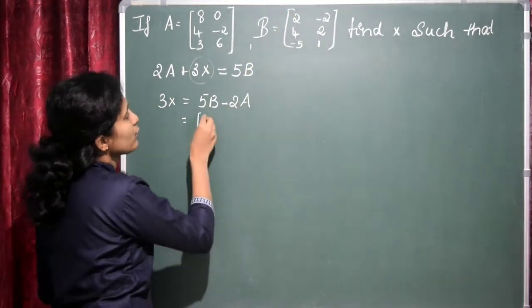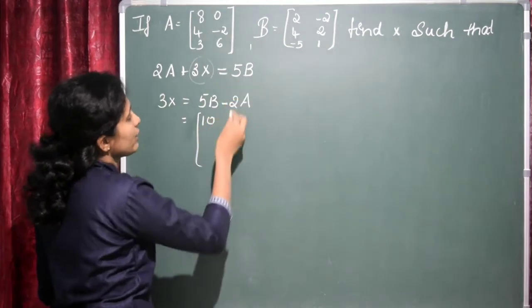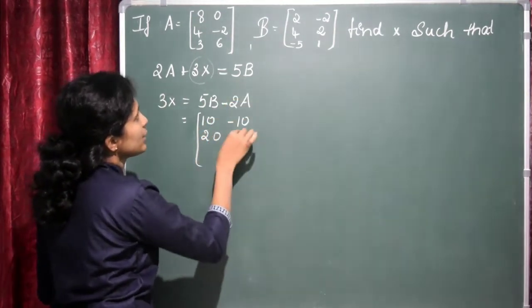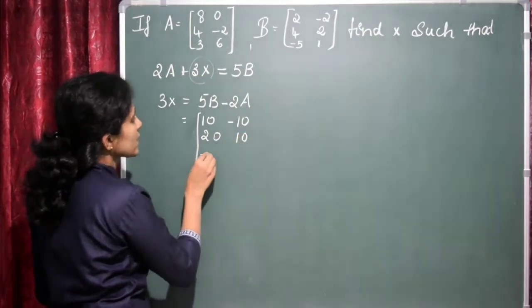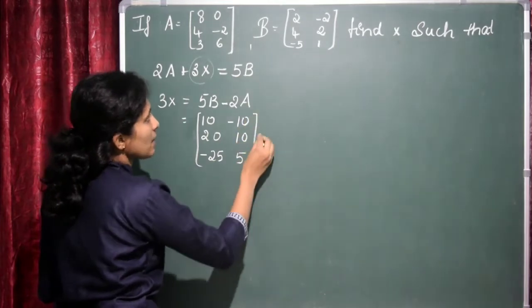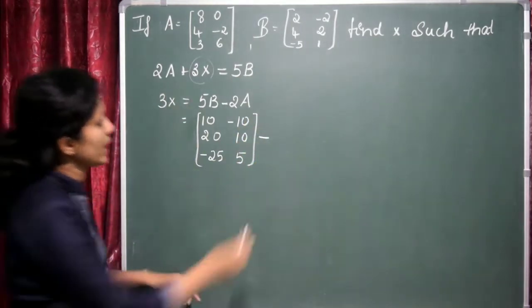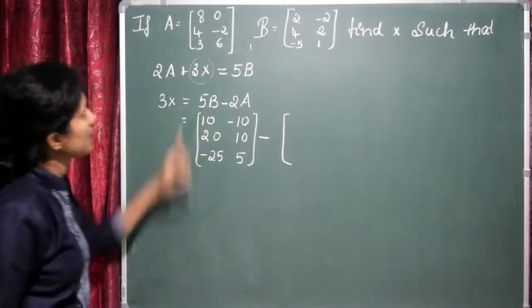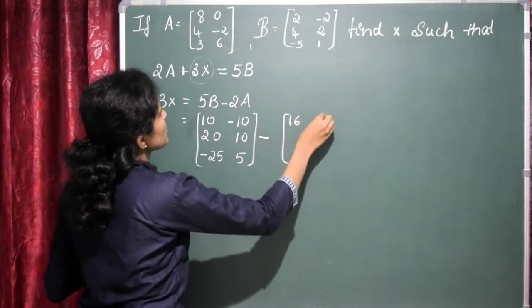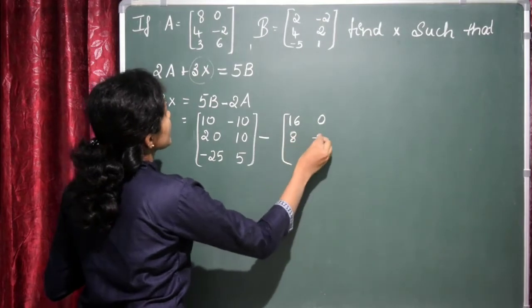Right? 5b will be now 5 into 2 is 10. 5 into minus 2 is minus 10. So this will be 5 into 4 is 20. 5 into 2 is 10. Minus 5 into 5 is minus 25. So this will be now 5. Minus 2a. What is 2a? We multiply by 2. So 2 into 8 is 16. So this will be 0. This is 8. And this is minus 4.